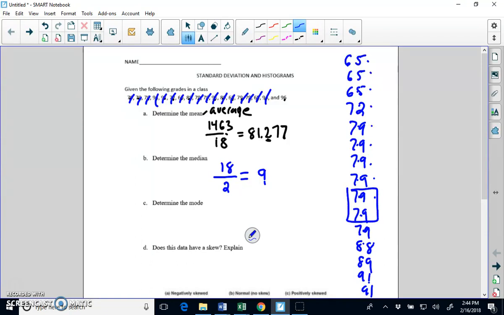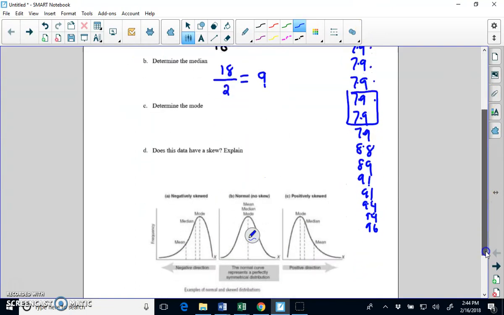You'll notice if you count up, there are 1, 2, 3, 4, 5, 6, 7, 8 scores above. And if we scroll down, which is annoying, there are 1, 2, 3, 4, 5, 6, 7, 8 scores below. So that's why that's the middle score. Most of the time on the AP exam, if you need to do the median, they'll give it to you. So the median here is 79.